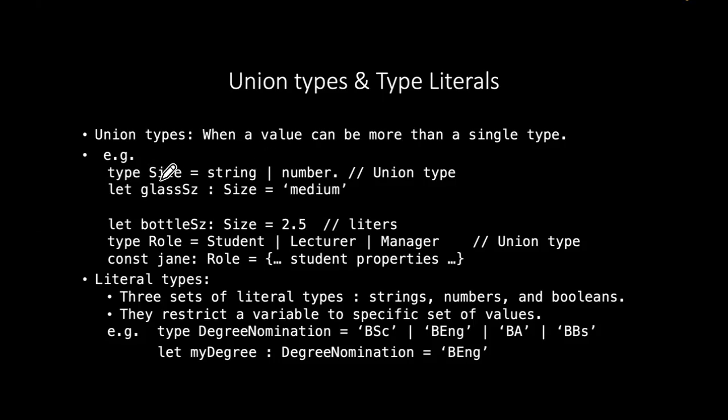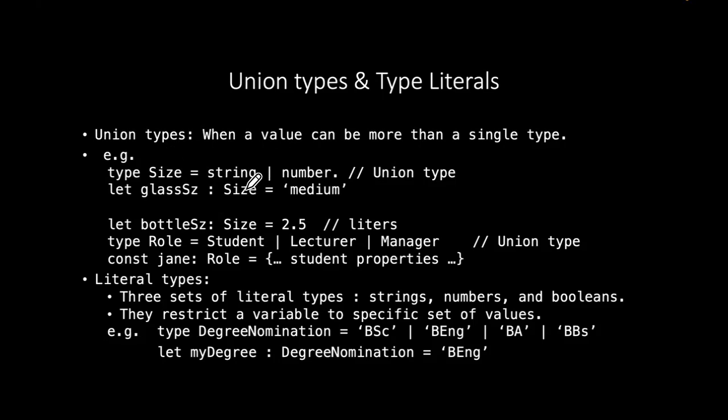So I've got this size type. Here we've got a variable called glass size. It's of type size, and I'm assigning the string. So that's consistent with here. I've got another variable called bottle size. It's of type size. I'm assigning 2.5. And the compiler is happy because of this.